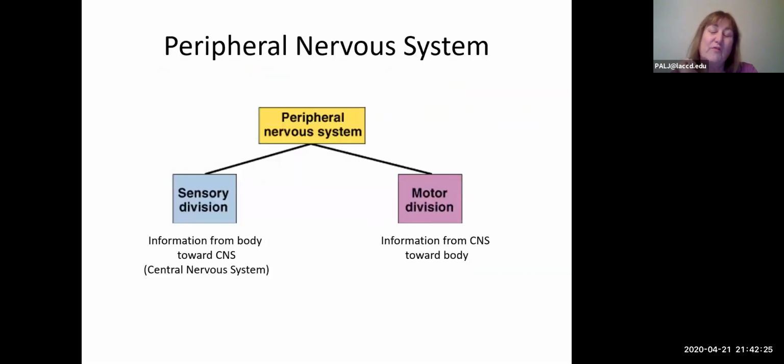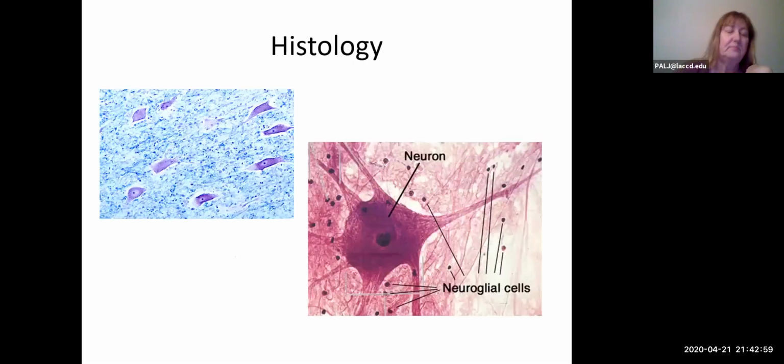So let's start first with the peripheral nervous system. This is just an introductory so that we can move on from here and understand muscles and all that before we dive deeply into the nervous system. In the peripheral nervous system, we have a sensory component and a motor component. The sensory component is taking information from receptors all throughout the body and sending it towards the central nervous system. Whereas the motor division is taking information from the central nervous system about what effect we want to have happen and sends that towards the body.